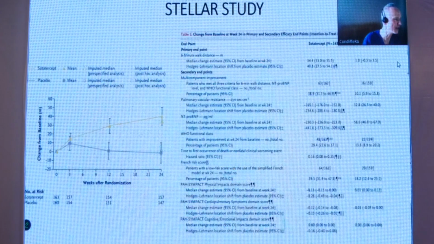And sotatercept has recently been shown to be a very beneficial drug from the STELLAR study, which enrolled patients who were on background therapy and had a diagnosis quite a number of years ago. Despite that, there was a significant improvement in exercise capacity in patients receiving sotatercept, and also, importantly, a large number of secondary endpoints, NT-proBNP, resistance, functional class, all improved in patients receiving sotatercept.